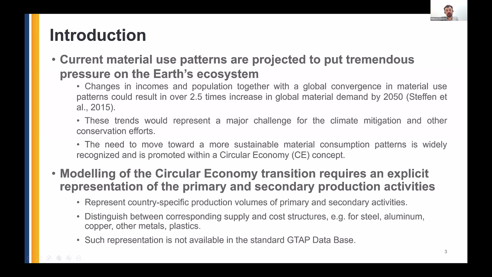Okay, so in terms of the motivation for this work, current material patterns are projected to put pretty substantial pressure on Earth's ecosystem. If you look across studies, many project that with current population and economic growth trends, material use can increase substantially, 2-3 times by 2050, depending on different studies and approaches. And of course, it puts substantial pressure on a number of environmental dimensions: ecosystem services, emissions, water, land, pollution. So it's obviously a major environmental issue. And it's widely recognized that there is a need to move towards more sustainable consumption and production patterns, and the concept of circular economy has been introduced and widely used in this regard, with an aim essentially to reduce the material throughput, or reduce the consumption of material per unit of output or per unit of use.